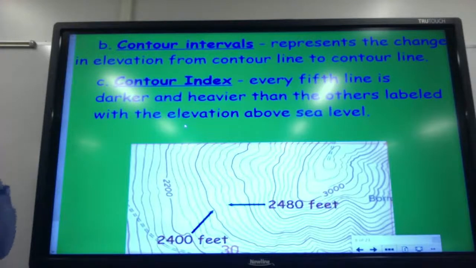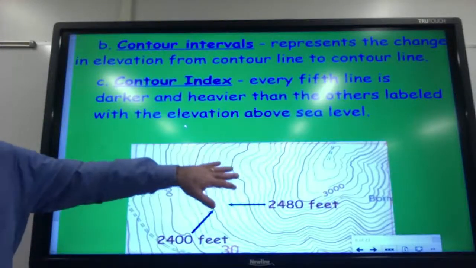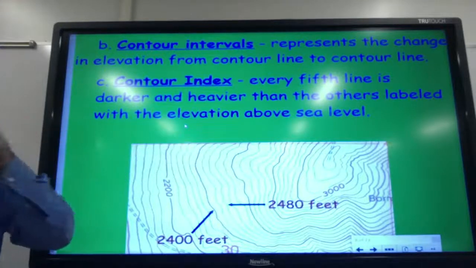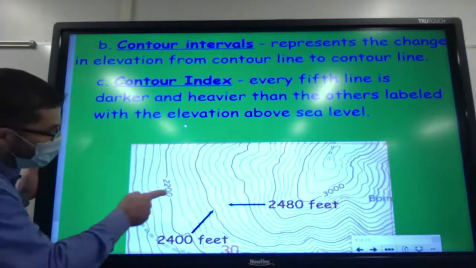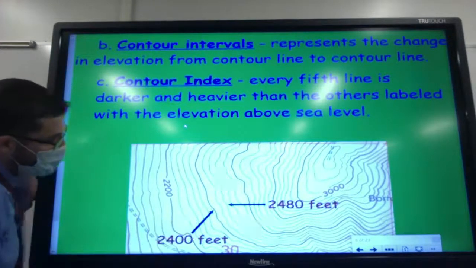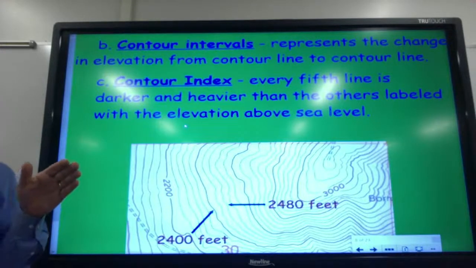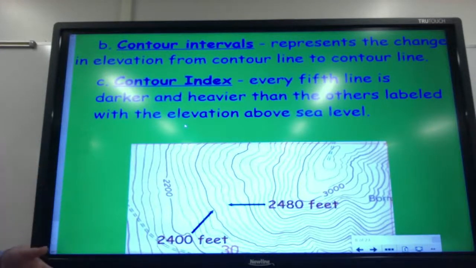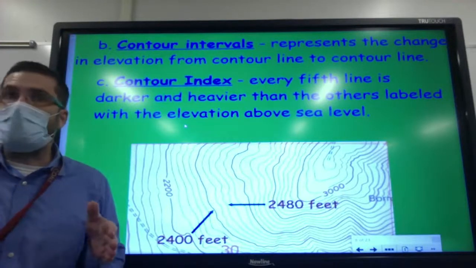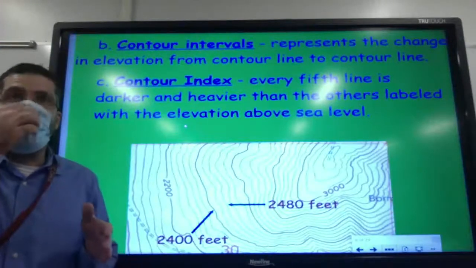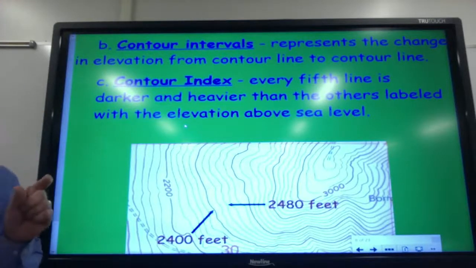Index contours are every fifth line, right? Every fifth line is going to be labeled. So we have to figure out what is the value of each line. You need to find two index contours. I have 2,200 feet here, 2,400 feet here. All right? So what is 2,400 minus 2,200? What is 24 minus 22? 200, right? And how many lines do I have between index contours? Every 5. Good, Arlene.